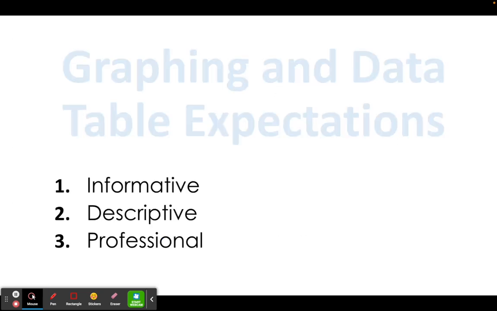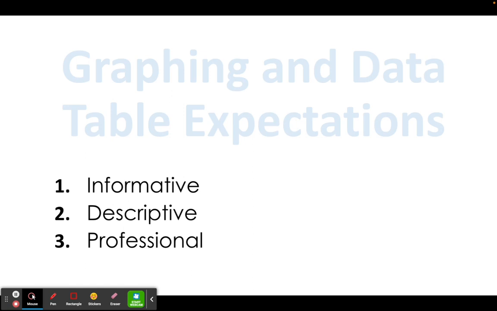So what are your graphing and data table expectations? One, you want it to be informative, right? You want to make sure that you have the right information on there, enough information that people can understand what the graph is about. So, for example, your title, right? What is this graph about? You want it to be descriptive, right?